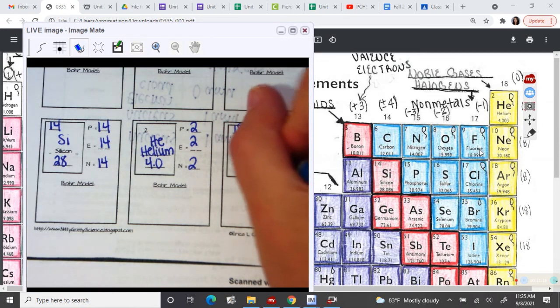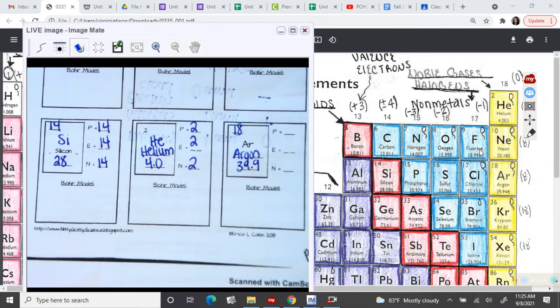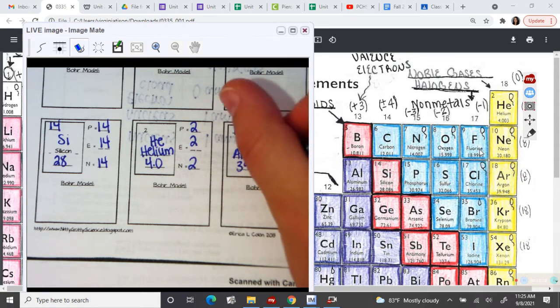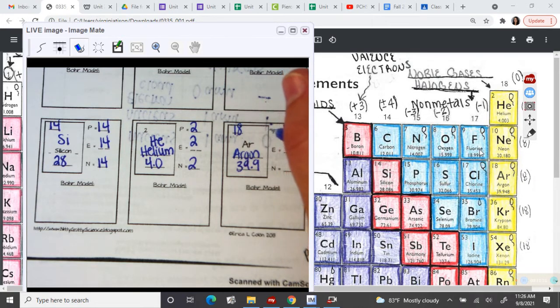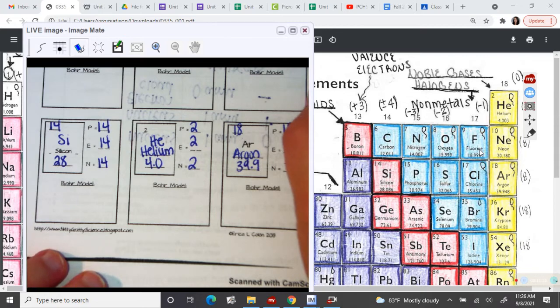And 39.9, or 40, is my atomic mass. So I've got 18 protons, 18 electrons, and 40 minus 18 is going to be 22 neutrons.